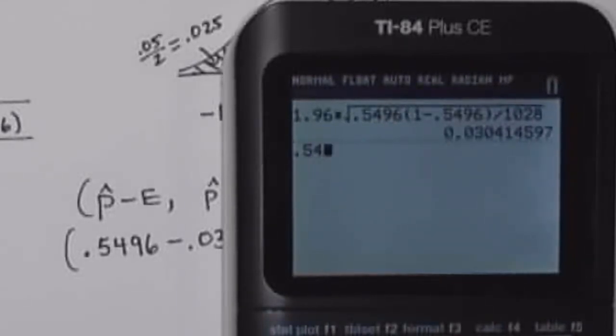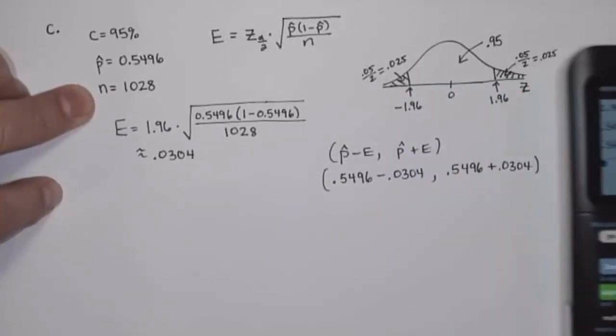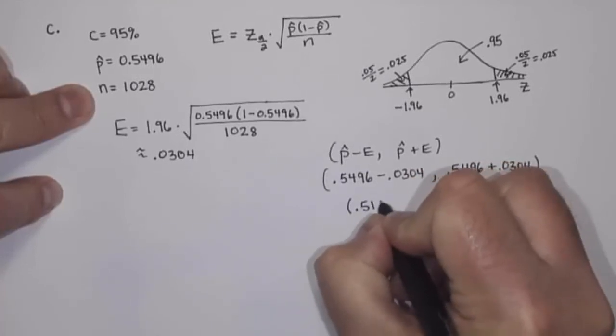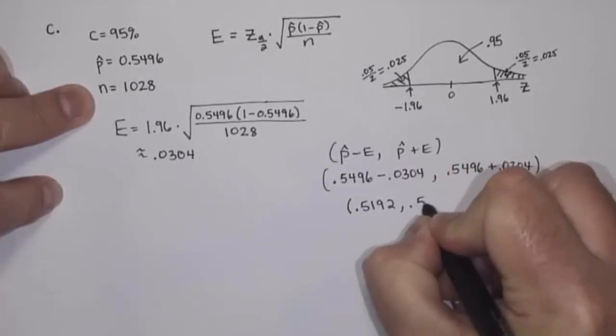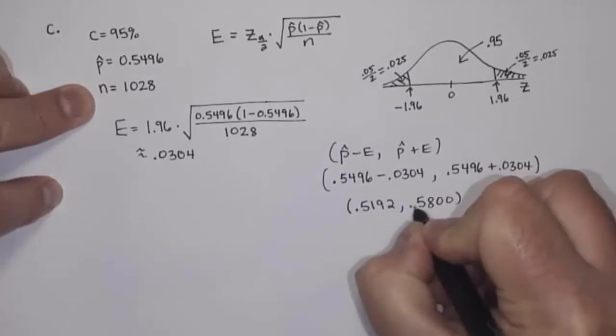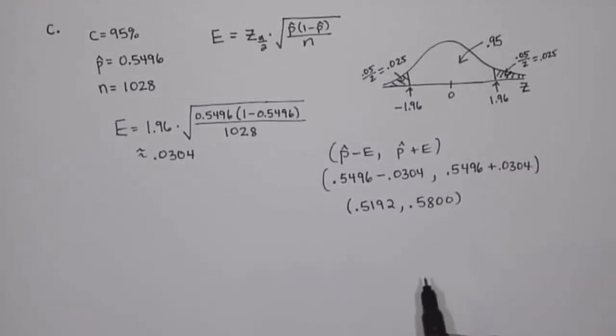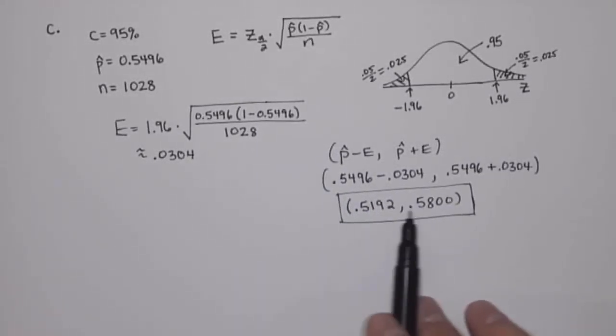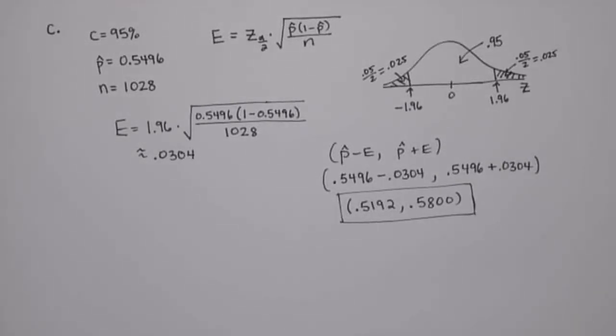So 0.5496 minus 0.0304, that is 0.5192, and 0.5496 plus 0.0304, that is 0.5800 if we carry out to 4 places. So my confidence interval is 0.5192 to 0.5800. So that's part C. I'm 95% confident that the true parameter is going to be within that interval.